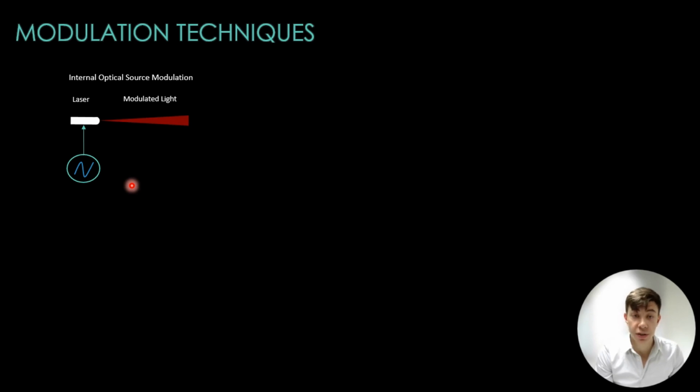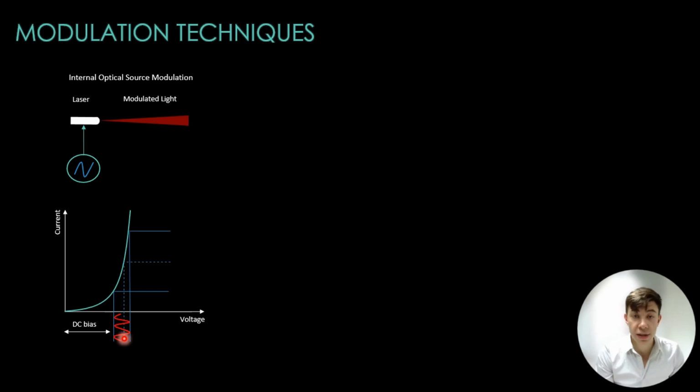In the case of laser diodes, this is achieved by varying the drive current, as is shown in the diagram. A DC bias current keeps the laser operating above its threshold, and a modulating voltage signal is superimposed on this bias to vary the laser output intensity. This simpler approach is cost-effective but limited in its bandwidth.